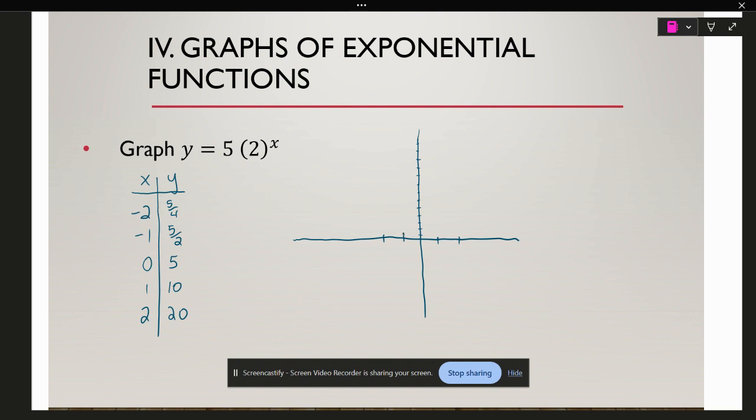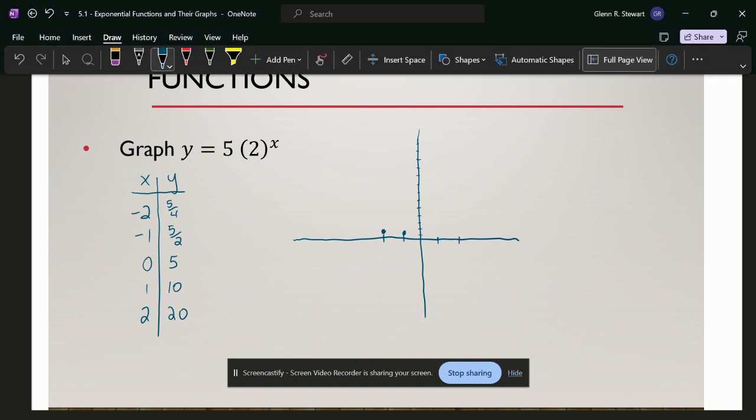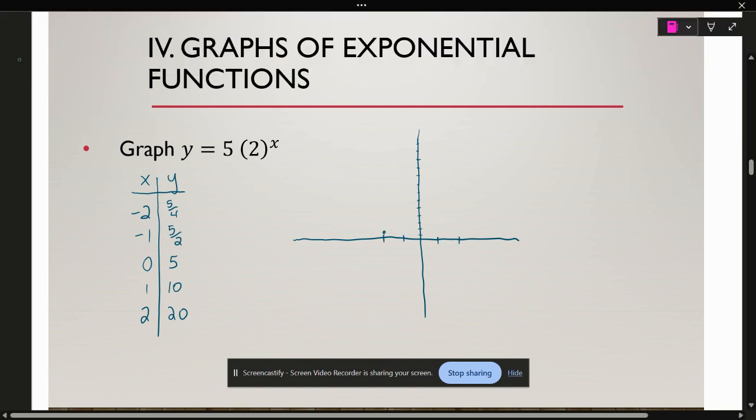-2, 5/4 is going to be right about there. And then 2.5, and 1, 2, 3, 4, 5. I scaled this a little bit so you could see it a little better. 6, 7, 8, 9, 10. And then 20 will be somewhere up in the clouds.